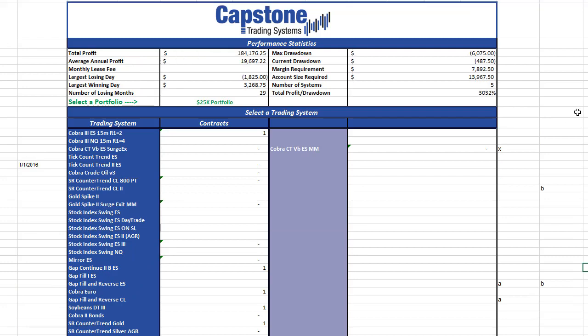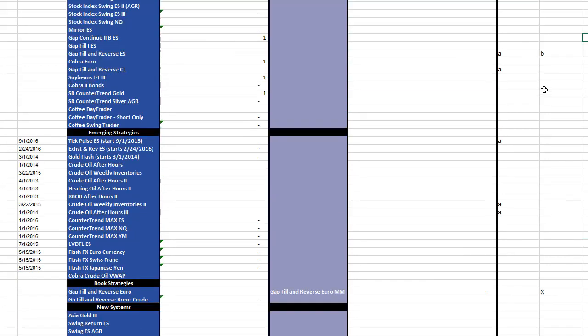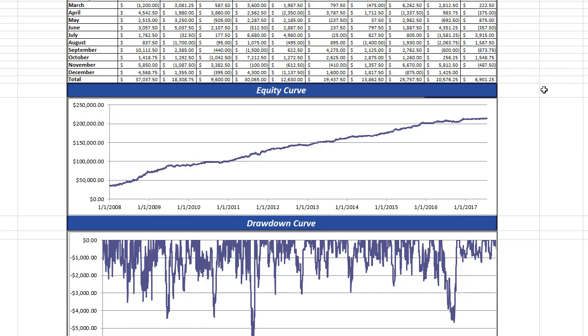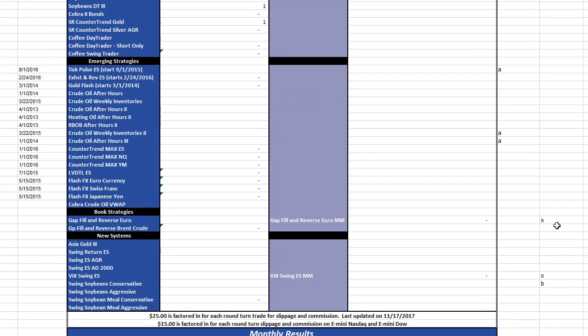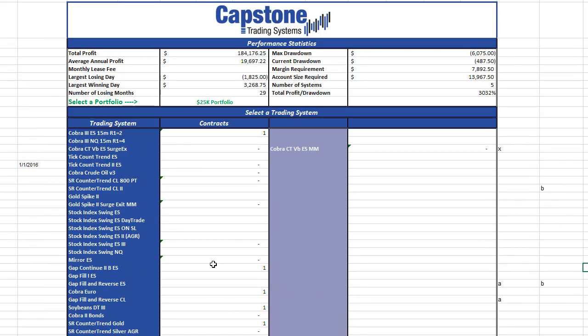I guess there's actually 4 options. You could just add gap fill in reverse E-mini S&P if you want. And here is the drawdown curve without it. So if you just add that, that could be the third option. The fourth option is to add this strategy.